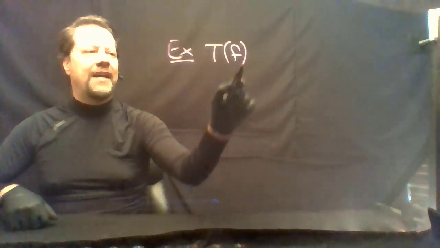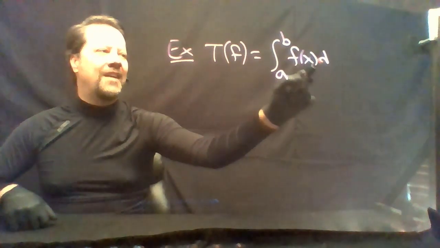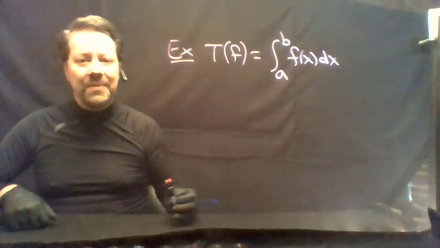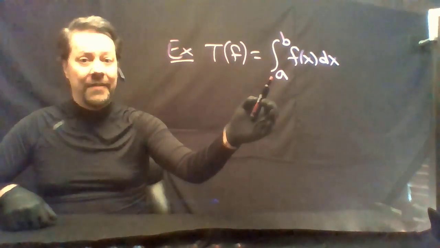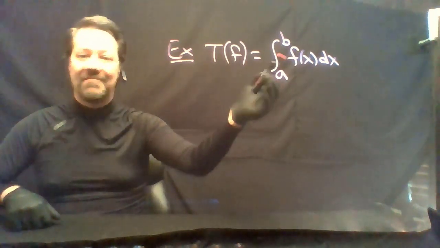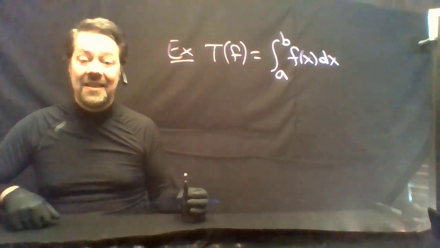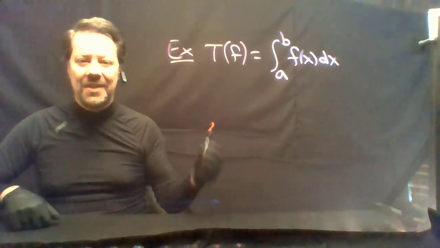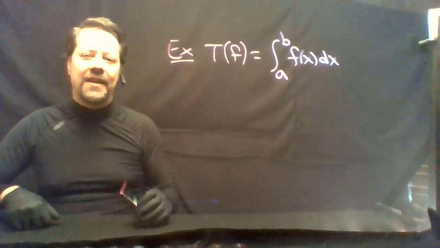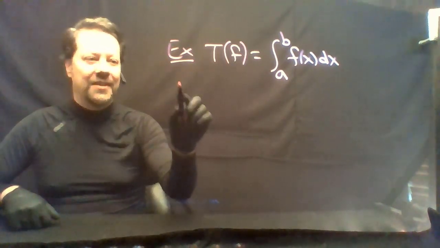suppose T of f is the integral from a to b of f of x dx. Well, what is the domain vector space? The vector space of maybe one-time integrable functions on the interval a, b. And what is the codomain? Looks like the set of real numbers, which is a vector space, R1. Does this satisfy the two properties of linearity? Is it a linear transformation?